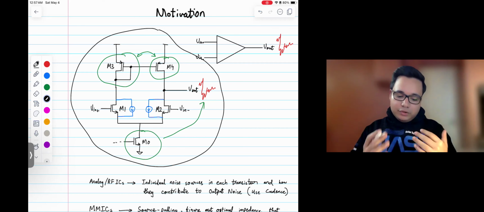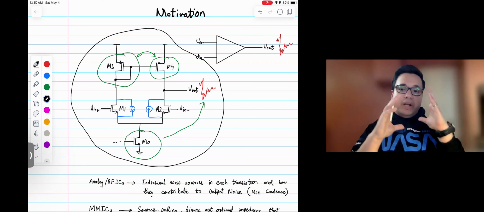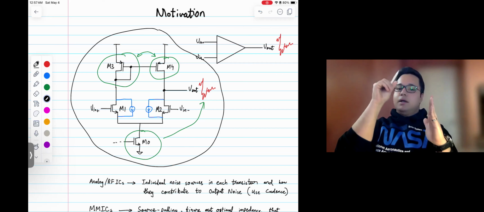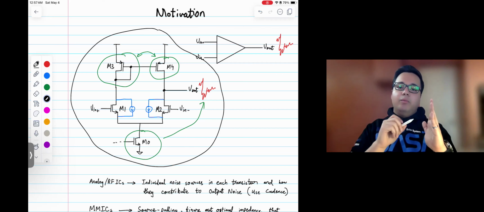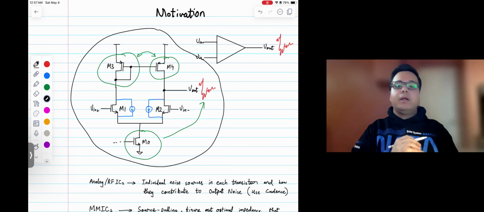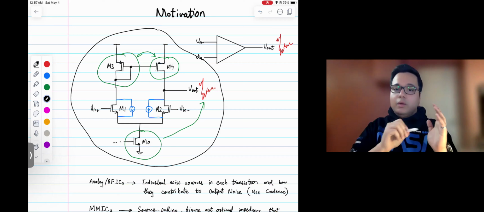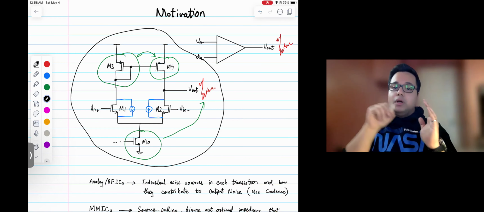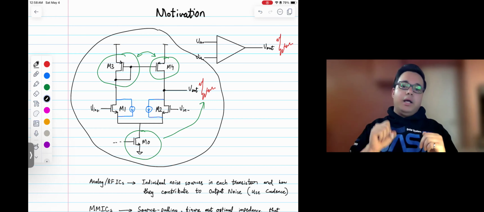And so what we will do is, whenever we have a schematic, we will look at each one of the components, transistors, resistors, and we will see how much noise they contribute at the output of the circuit. And then we will derive expressions of the noise contribution at the output from each component in the schematic.